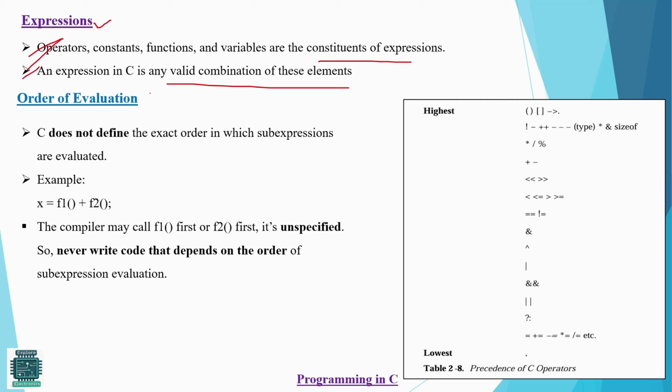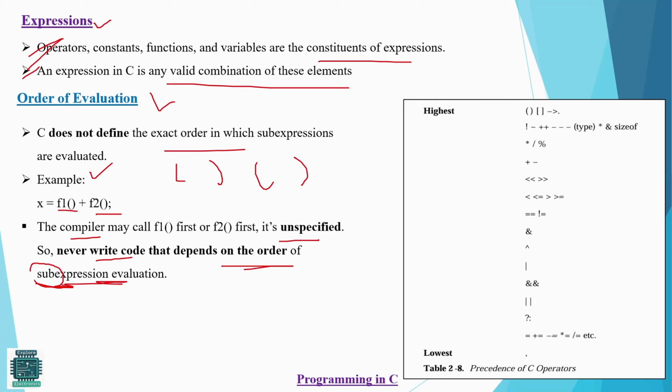Now let us see the order of evaluation. C does not define the exact order in which sub-expressions are evaluated. For example, if this is one expression and another is a separate expression, let me take this example itself. This is function 1 and this is function 2. The compiler may call either function first. It's unspecified. So never write code that depends on the order of sub-expression evaluation. Note down that I am mentioning sub-expression evaluation.